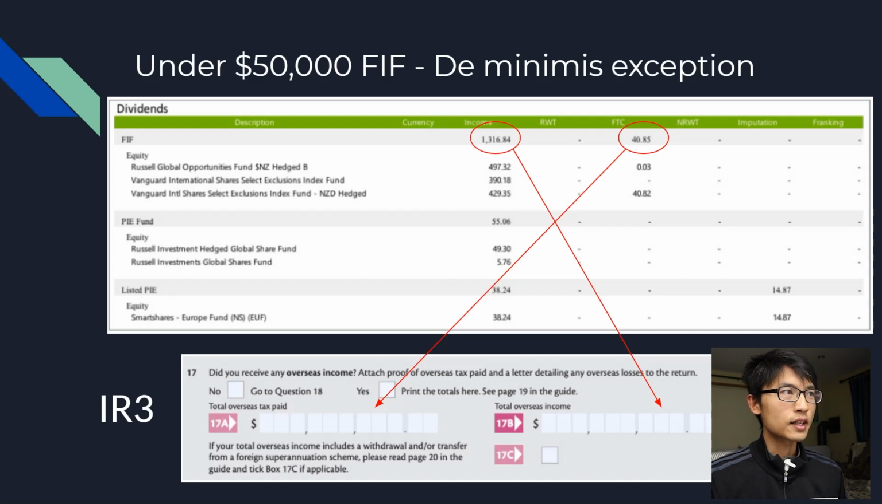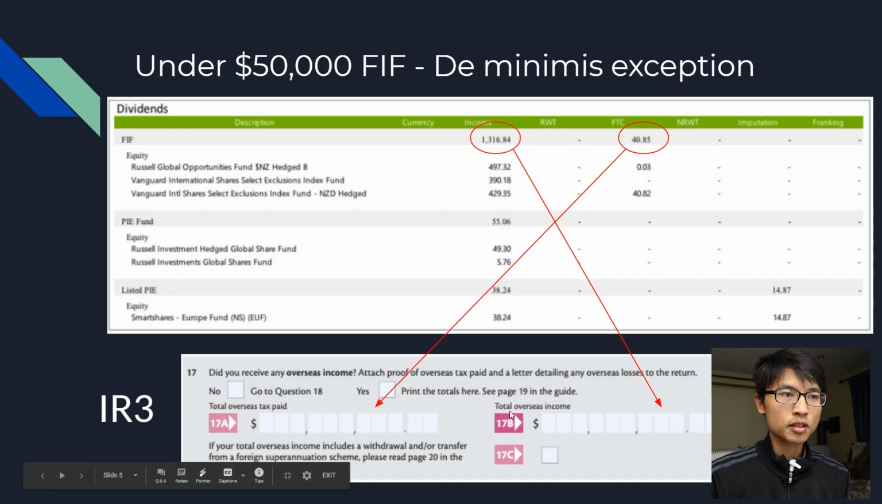So to find the dividends, just go to the income tab of your tax summary and look for your total income from your foreign investments and put it in the IR3 form, which says total overseas income. And for your foreign tax credit, put that into the total overseas tax paid field.